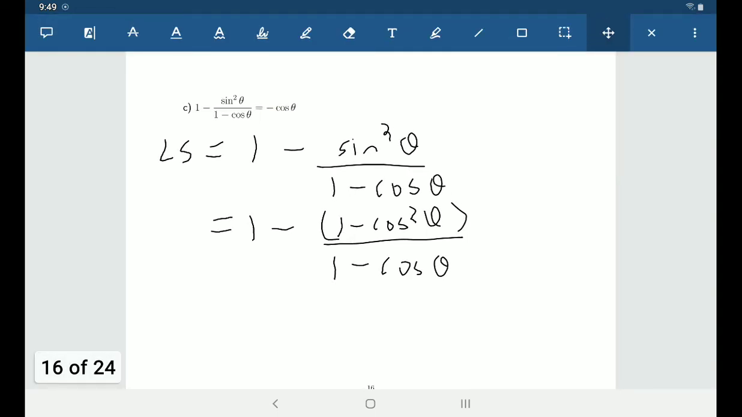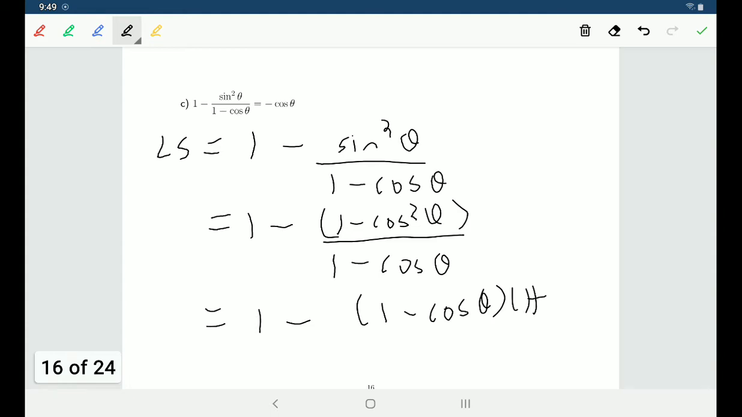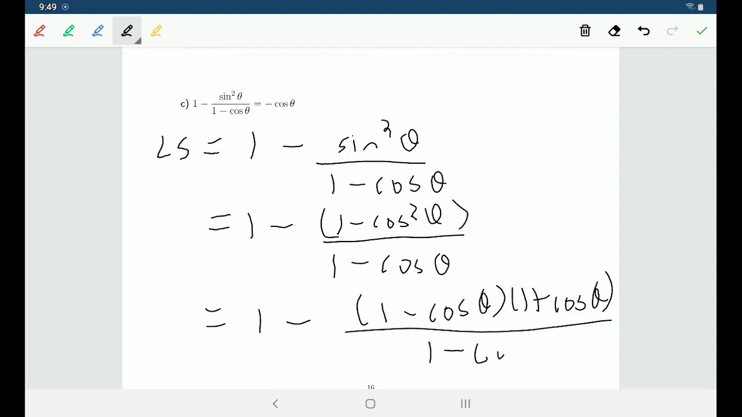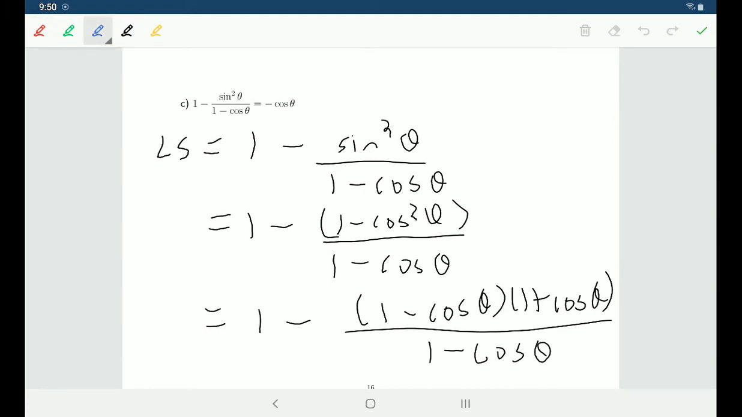Now, the next thing that I noticed for my numerator, 1 minus cosine squared, that's a difference of squares. 1 minus cosine squared is 1 minus cosine times 1 plus cosine. And then we have something very nice happen, which is at that point you can see that the denominator, the 1 minus cosine theta, can actually be canceled out.